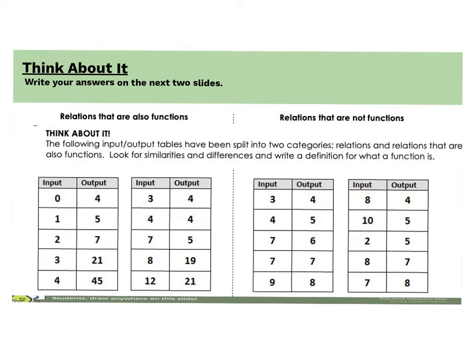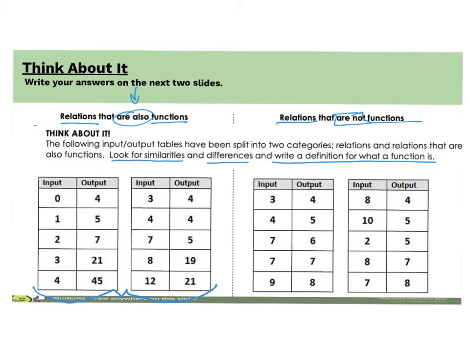So on the first side of the screen, we have relations that are functions. And on the second half, we have relations that are not functions. So we need to look at these tables, and we're going to look for similarities and differences. And eventually, we're going to try to write a definition for what's a function. What is it that's making these tables over here something called a function and not just a relation?